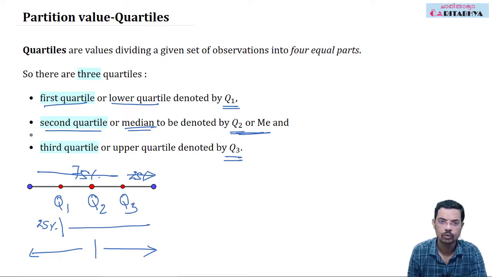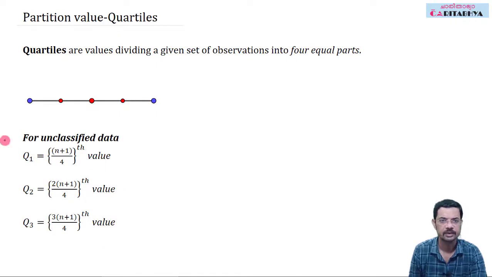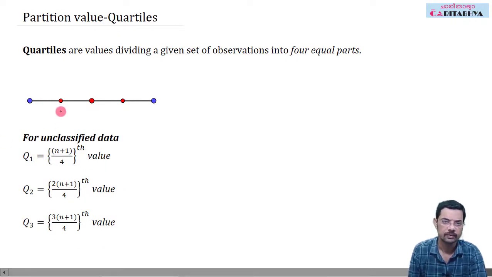Let us see how to find out the quartiles in case of unclassified data. In case of unclassified data, this is the first quartile, this is the second quartile, and this is the third quartile.